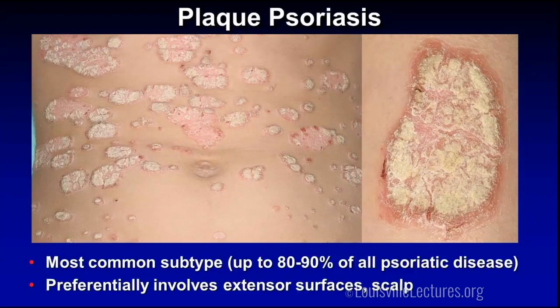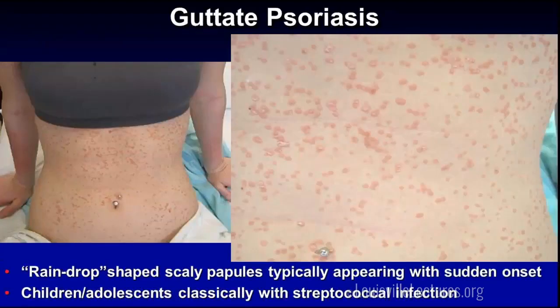Plaque psoriasis is far and away the most common subtype of psoriasis, and it's probably what most of us visualize in our minds when we think about psoriasis. This accounts for about 80 to 90% of all psoriasis cases, and it presents with these very well-demarcated erythematous plaques that have this thick, overlying silvery white scale.